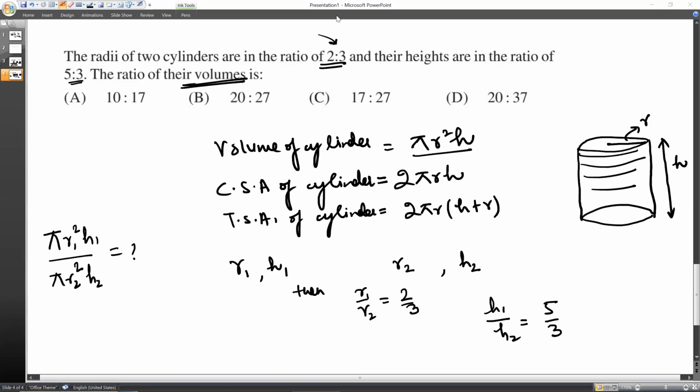So done. Find out, Alvina and Rima. Done. Yes, sir. What's the answer? Sir, B is the answer, 20 is to 27. Yes.